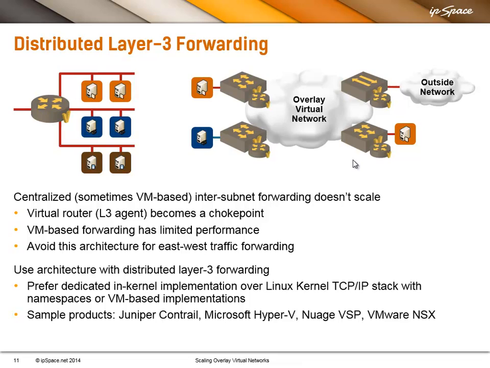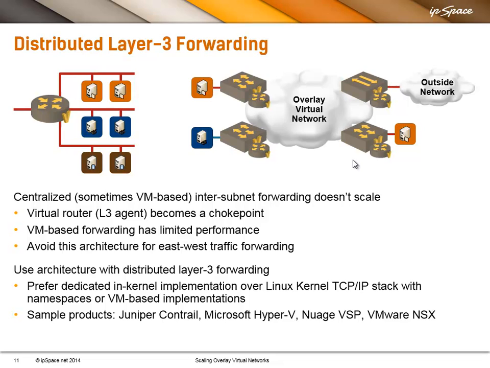choke point. If your application is primarily sending traffic to the outside world, then you more or less don't care. But if you have lots of east-west traffic, or in my case, because I've turned the picture around, up-down traffic between the segments, then you should avoid centralized inter-subnet forwarding. In those cases, you really need an architecture that has distributed layer 3 forwarding. Yet again, those things could be implemented in VMs, although admittedly I haven't seen anyone doing distributed layer 3 forwarding in a VM, but I'm positive it will eventually pop up.